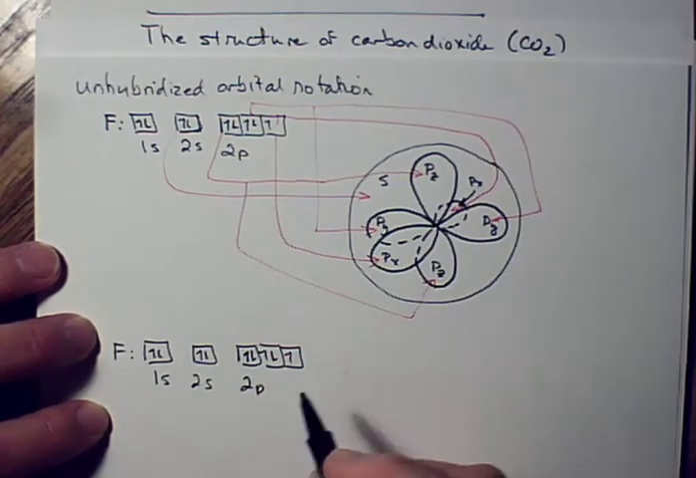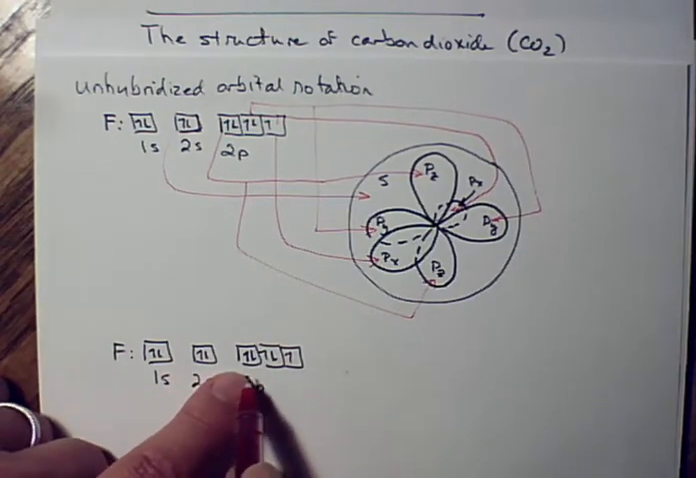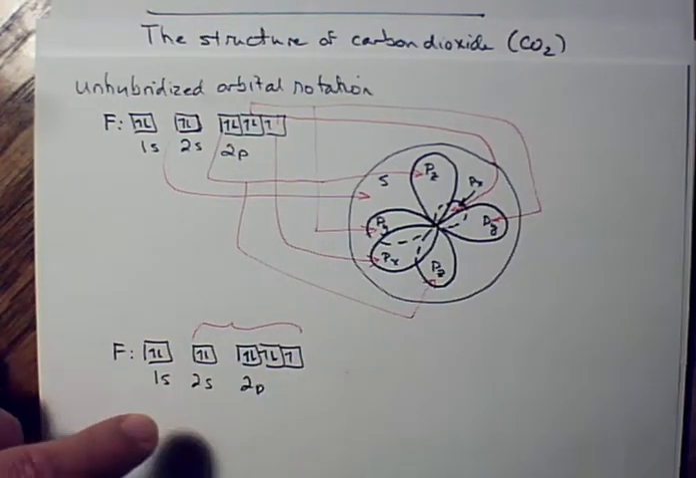And I'm going to hybridize this to sp3. If I want to hybridize to sp3, I've got to take one s and 3 p's and make them into the same kind of orbital.